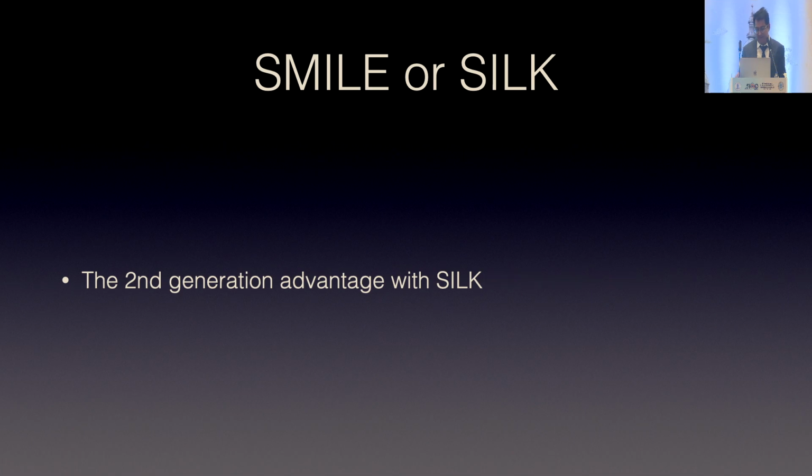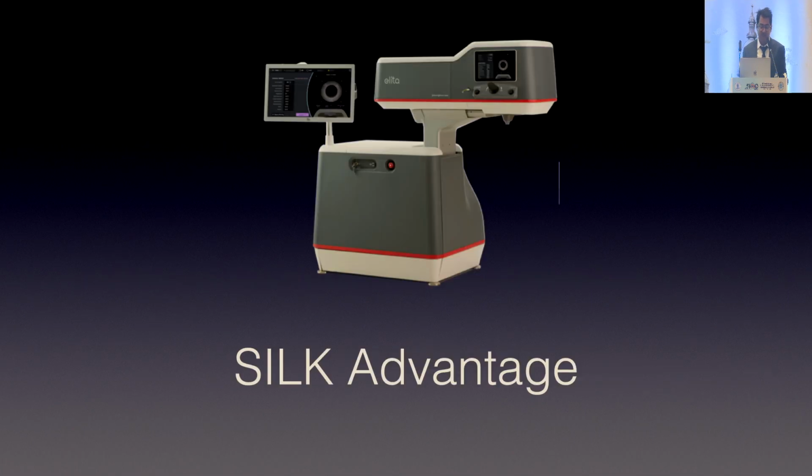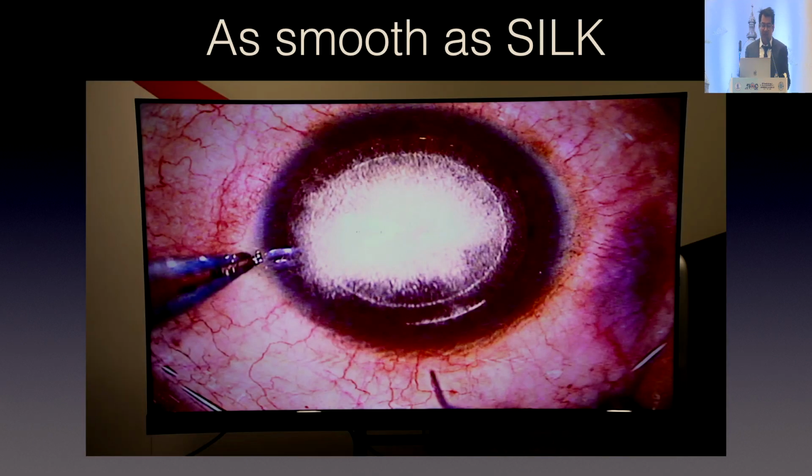And now we have SILK coming in, the second generation femtosecond platform. How do these two compare? And why is there a need now for Contura and SMILE users to upgrade to SILK? Is there an actual SILK advantage? Let us understand that. Well, the first advantage is, as the name suggests, that it is as smooth as silk.